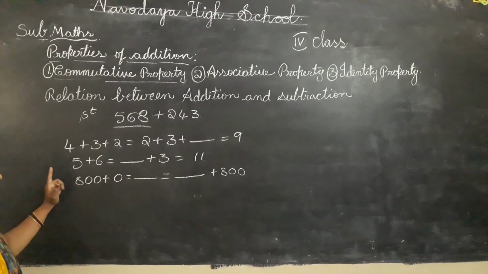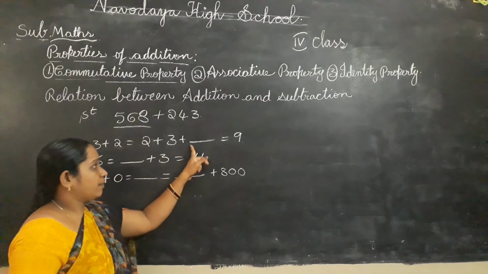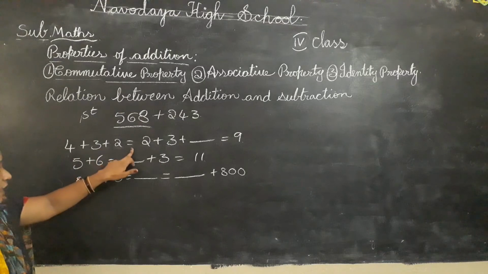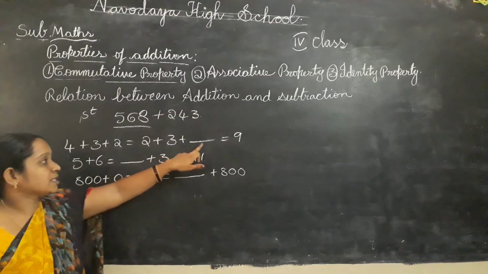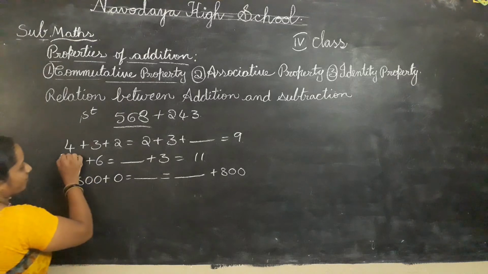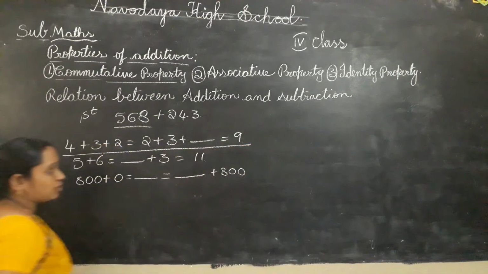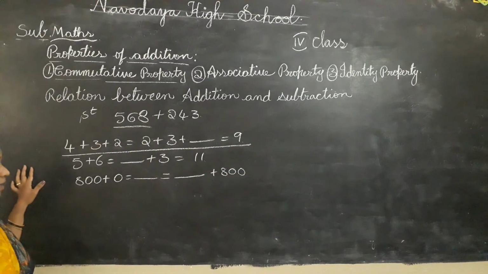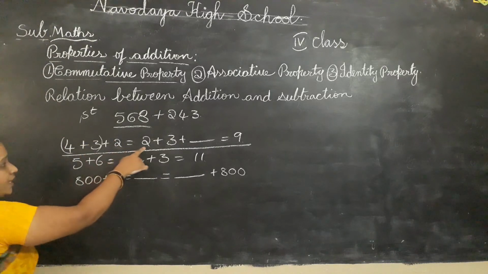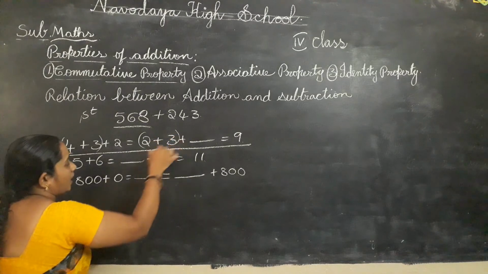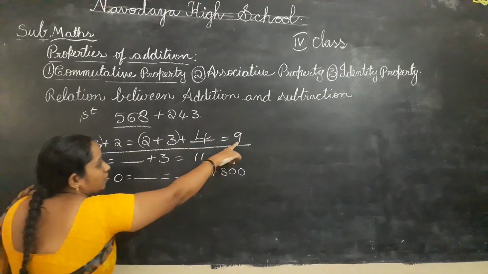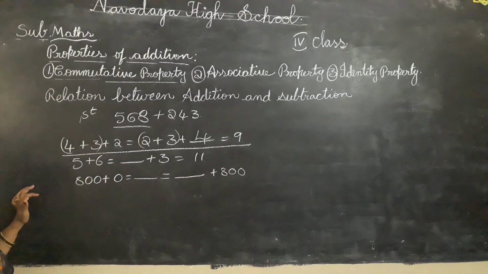Look at these, children. You have to fill the blanks, the missing numbers. 4 plus 3 plus 2 equal to 2 plus 3 plus how much, equal to 9? It looks like associative property. Look, 4 plus 3 plus 2. Next 2 plus 3. How much is missing here? 4. Equal to 9.